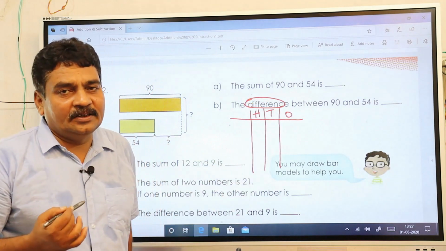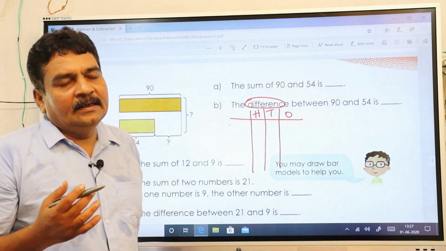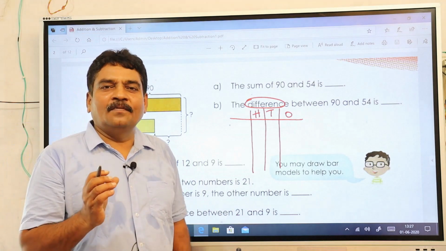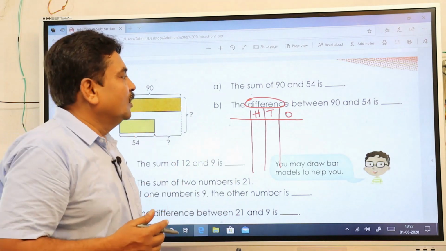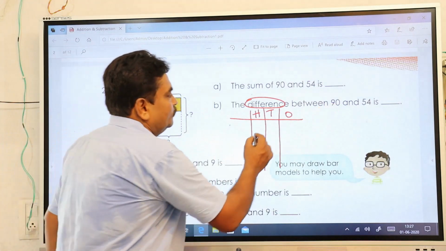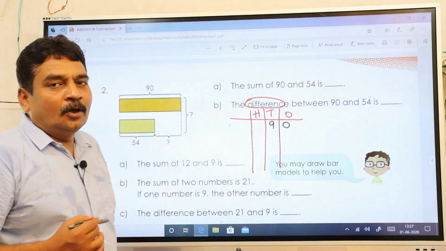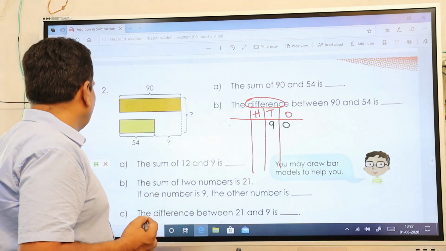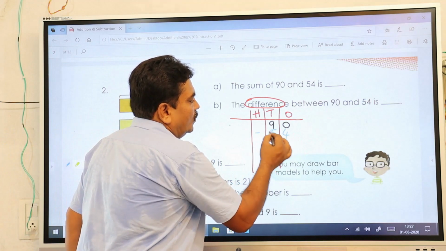Difference means subtraction. Whenever you subtract, definitely for your standard you are going to subtract the smaller number from the bigger number. So what is the bigger number? You write it down first. The bigger number is 90. I'll write down 90 here. And what is the smaller number? The smaller number is 54. So write down the smaller number as 54. And now subtract.